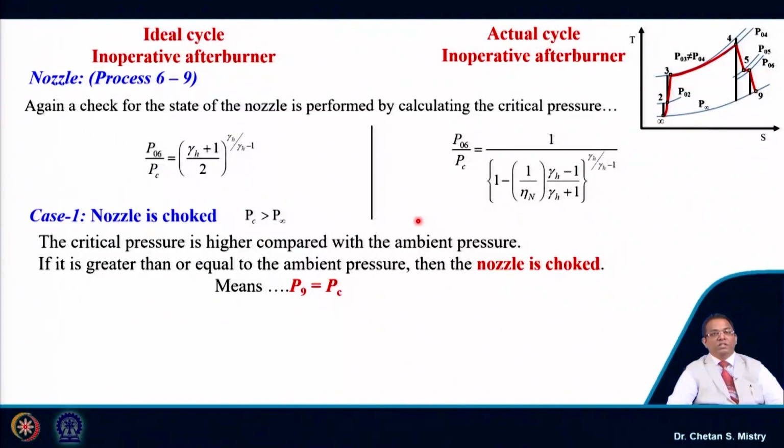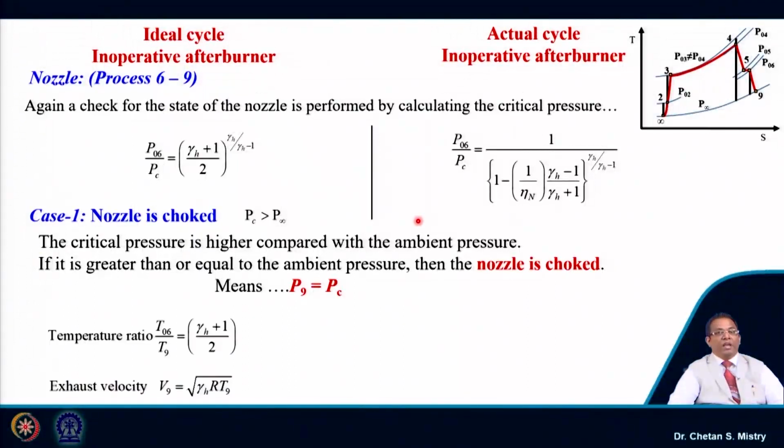So, we have discussed earlier, when our critical pressure is greater than the atmospheric pressure, we can say the nozzle is under choke condition. In this case, we need to consider the exit pressure as the critical pressure. When we consider the exit pressure as critical pressure, we are able to calculate the temperature ratio.